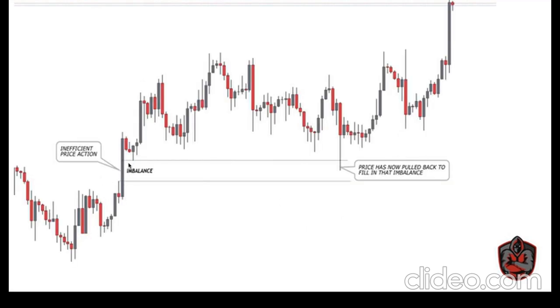What is this? Imbalance. Why? This wick did not meet with this wick. Therefore, there was a gap, an imbalance, inefficient price action. But notice when price starts moving over to the upside, when it pulls back, what does it do? It pulls back to fill in that gap, right? Now, this is what we classify as efficient price action because this imbalance has now been filled. Makes sense? So when you identify any imbalance in the market, expect price to pull back to fill in that gap, right?